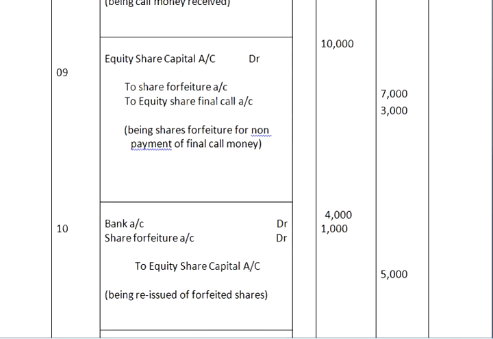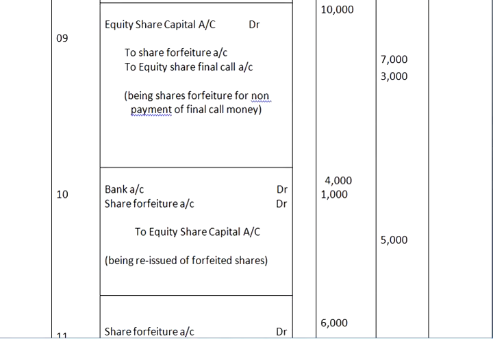When they are not paying the amount on the final call, we are forfeiting those shares. The directors of the company are forfeiting the shares. How many shares can they forfeit?